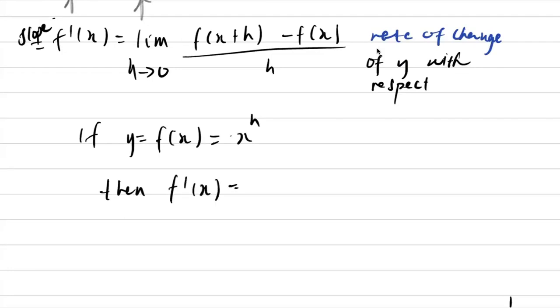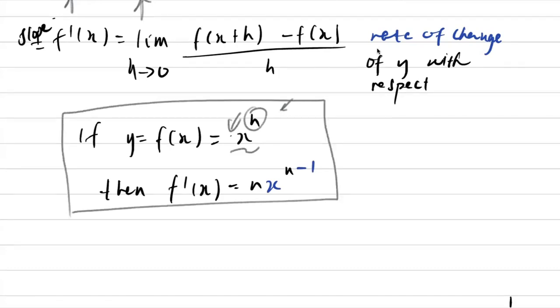and multiply it by the coefficient of the function. In this case the coefficient is 1, and we multiply it with n, which is the exponent, and from that n we subtract 1, and that's it. So this right here is what we're going to do.